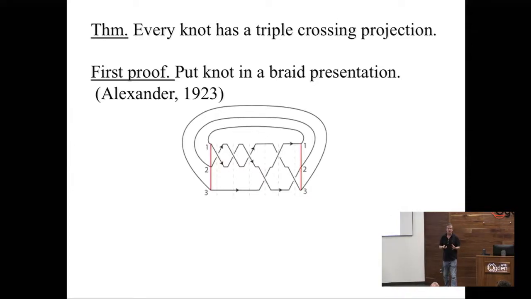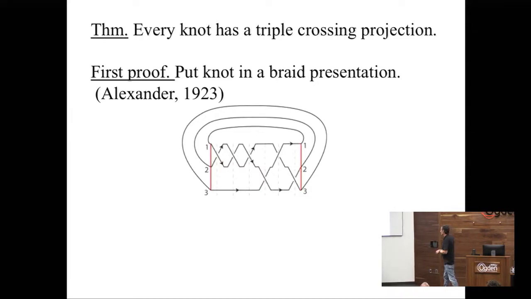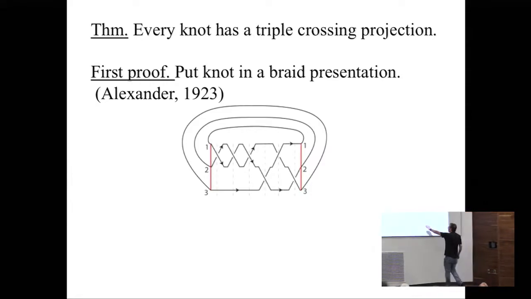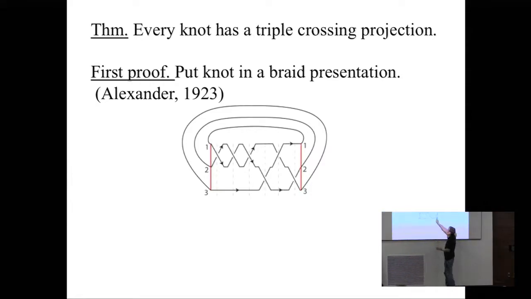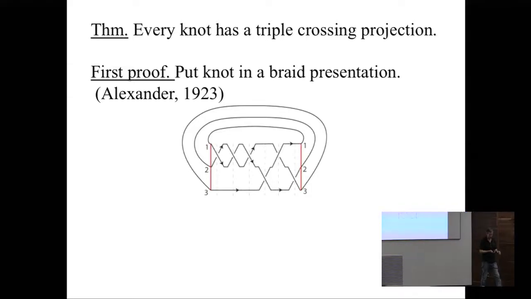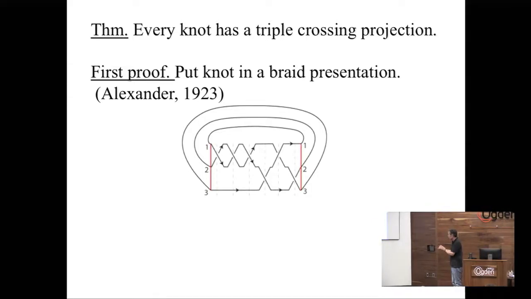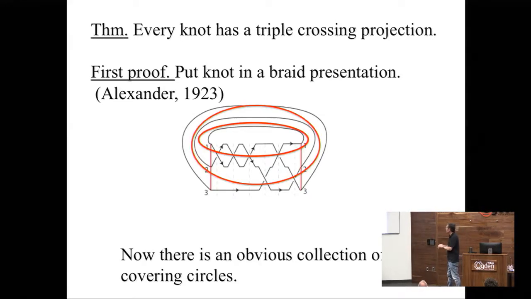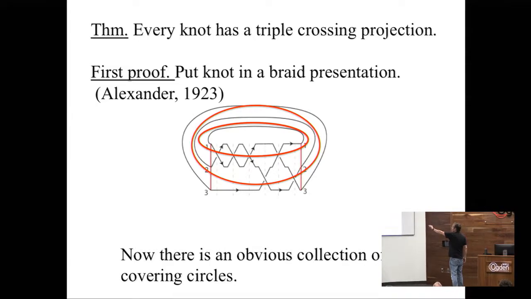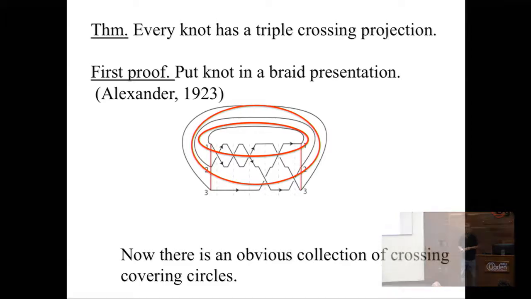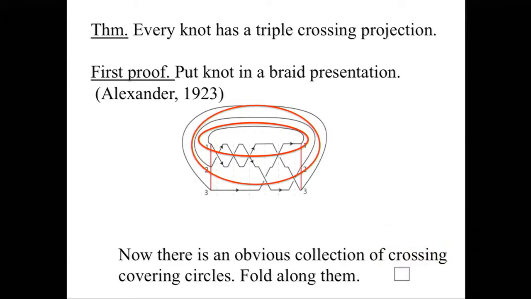Every knot can be put in a braid projection. A braid projection meaning that as you move left to right in this portion of it, you never backtrack. You're always moving in the same direction. So this would be a braid projection, an old result due to Alexander. And if I have a braid projection like this, I can easily find a collection of crossing covering circles. Namely, I'll just take the circles that go right around and follow the braid around and pass through all the crossings like this. So there's an obvious collection of crossing covering circles when you put it in the braid form. You fold along them in the way that I just described. Boom, you have a triple crossing projection, okay?